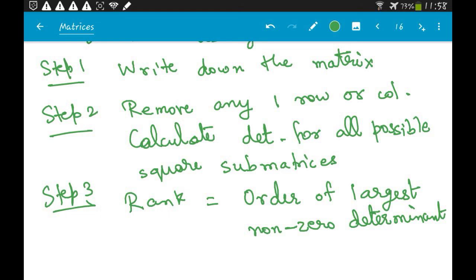So you have to find the determinant of the full matrix as well, and the determinant of all the submatrices as well. So then the order of the largest non-zero determinant would be the rank of the matrix. Alright.